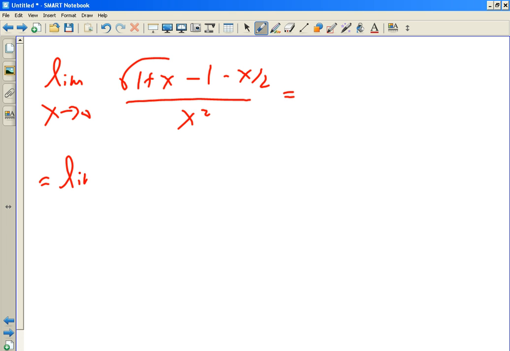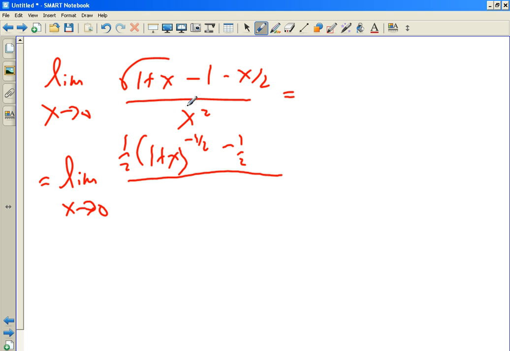So, differentiate the top, separate from the bottom, what do you get? 1/2 quantity to the negative 1/2, right? What's the derivative of this piece? 0. What's the derivative of that piece? Negative 1/2, right. What's the derivative of this? 2x. All right, well, let's see. What happens if we plug in 0 now?